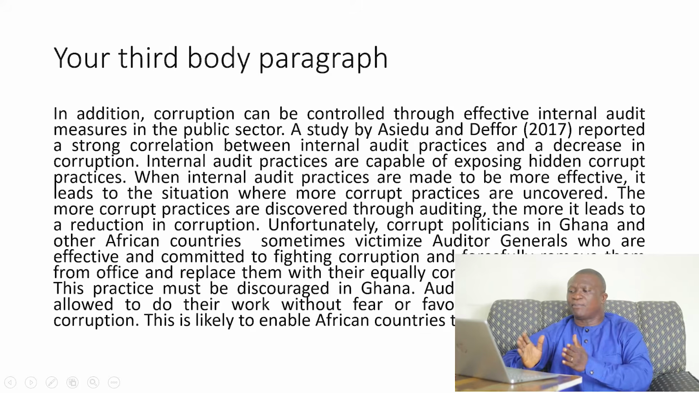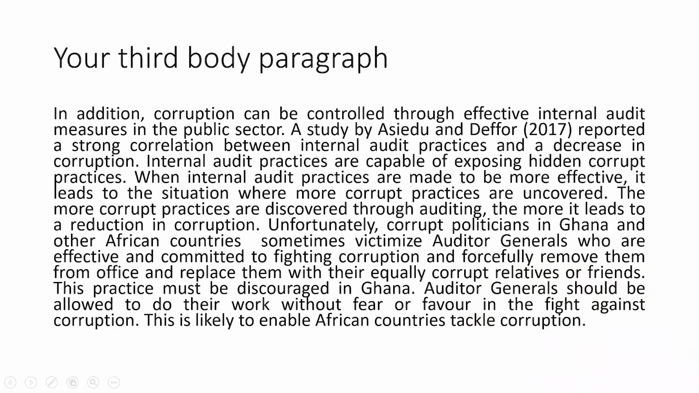Great. Now let's look at the third body paragraph of the essay. So the third body paragraph begins this way. In addition, corruption can be controlled through effective internal audit measures in the public sector. A study by Asiedu and others, 2017, reported a strong correlation between internal audit practices and a decrease in corruption. So a source here is cited in the essay.